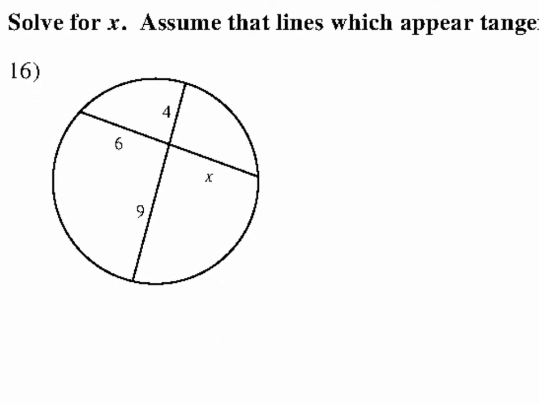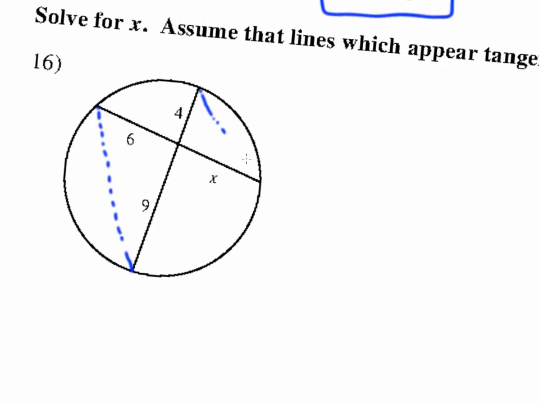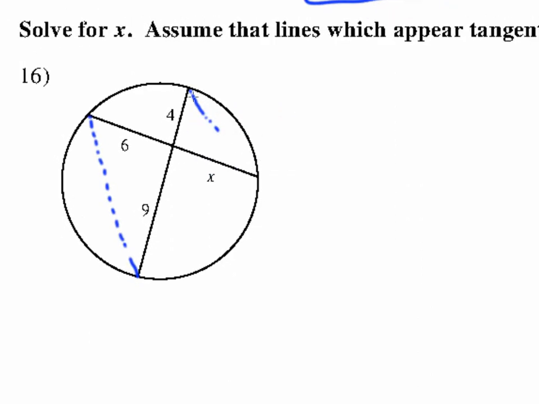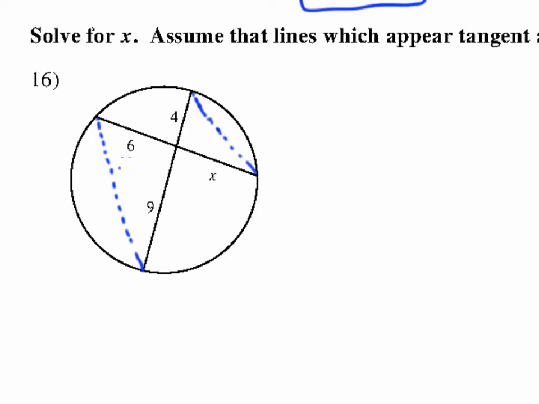Okay, so now we want to solve for x. Assume the lines which appear tangent are tangent. So we've got two chords, right? We've got this chord and this chord intersecting. As we talked about, you don't have to do this, but we proved by the AA postulate that these guys form similar triangles. So you could actually make a proportion long to long, 9 over x equals 6 over 4. But you don't have to do this.